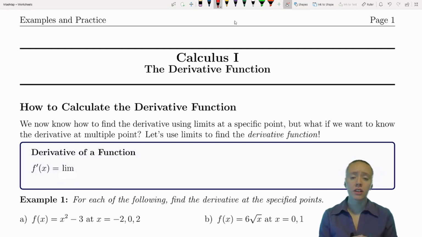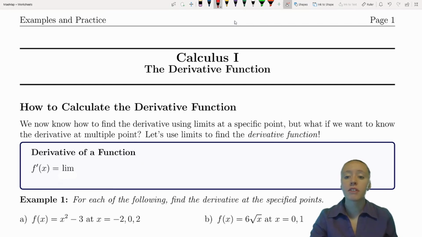It would take us quite a long time to redo that limit for every point we want to know along that same function. So in this worksheet, we're going to go over how to find the derivative function. That way, when we want to know the derivative at a new point along the same exact function, we don't have to redo that limit. So let's use limits now to find the derivative function.